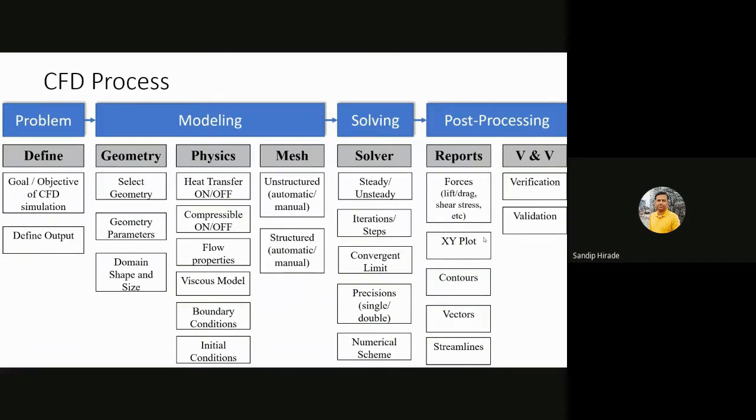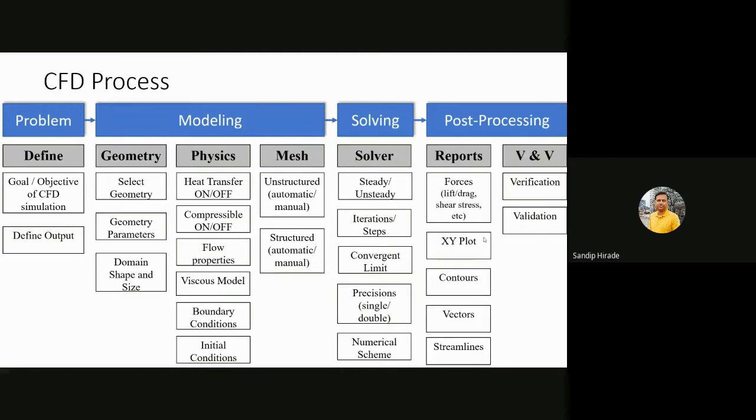Or you can provide any initial conditions for the solution, and then the iterative process happens. When the solver solves from the initial condition, it will be iterated, and at the end you will get a solution. So when you define proper initial conditions, the convergence will happen faster, and you will get the solution early.